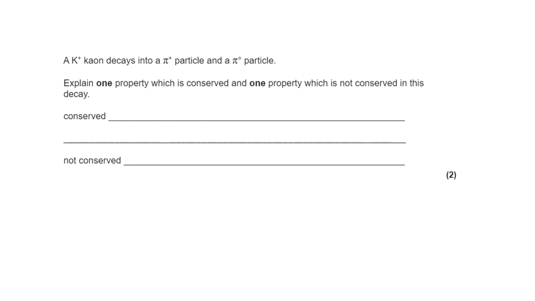Okay, the K plus is strange and the two daughter particles are not. Therefore, strangeness is not conserved. It must, and for later, it must therefore be a weak interaction.